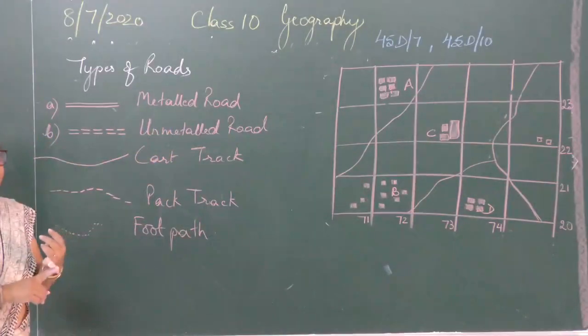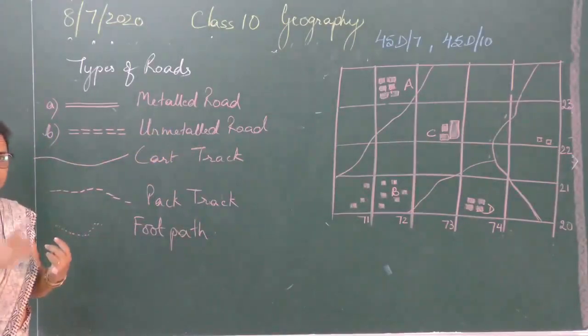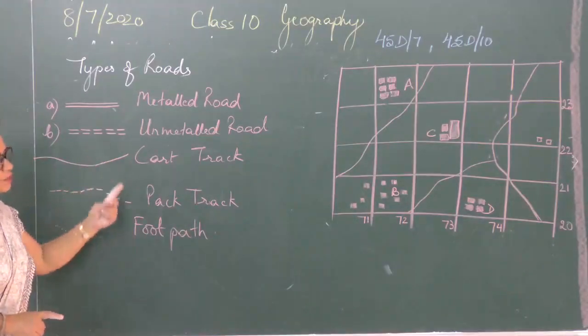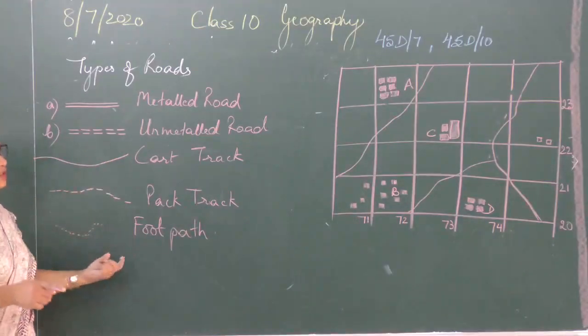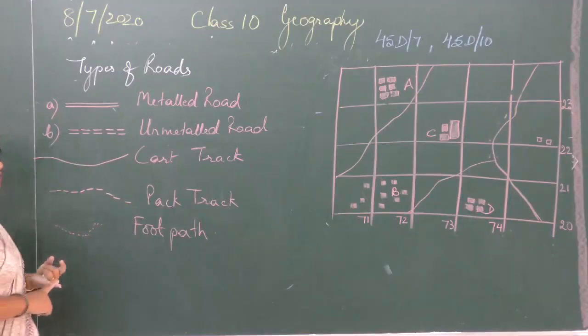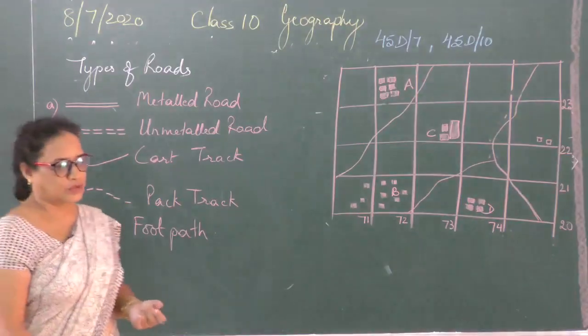I have taught you heights because they are very important. You get 4-figure grid references and 6-figure grid references, and then types of roads, because related with the roads, you have to measure distances on the roads. Okay, so these are your types of roads.